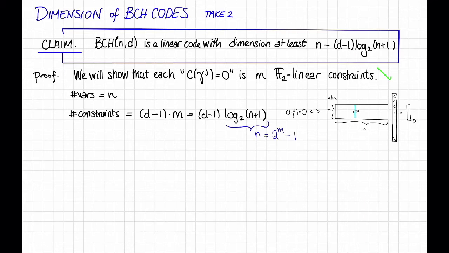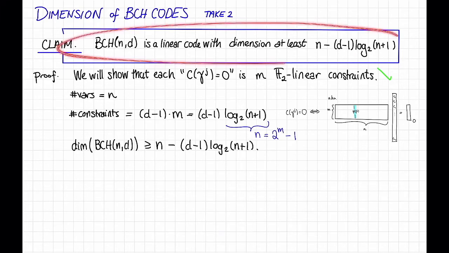Therefore, the dimension is at least the number of variables minus the number of constraints, which is at least n minus d-1 times the log base 2 of n plus 1. And that's exactly what we claimed up here. So that proves the claim.